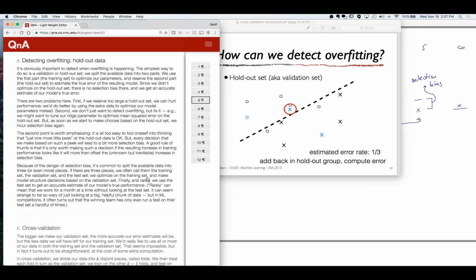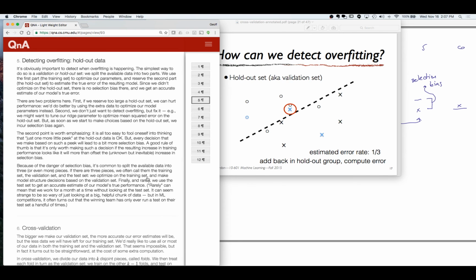And so because of this, it's actually common to split our available data into 3 or even more pieces. If there are 3 pieces, we can call them the training set, the validation set, and the test set. The distinction is that we optimize our model parameters on the training set. We make model structure decisions, like whether to include a ridge term and how strong to make the penalty, based on the validation set. And then finally, only once or only a handful of times, we use the test set to get an accurate estimate of our model's true performance.